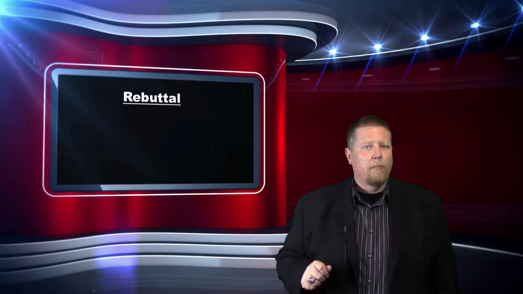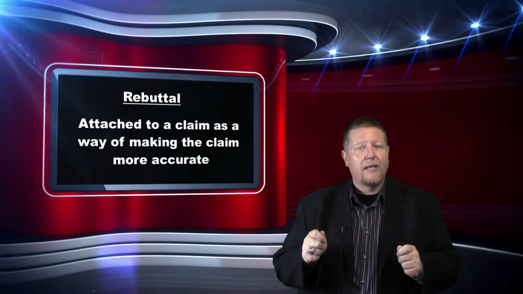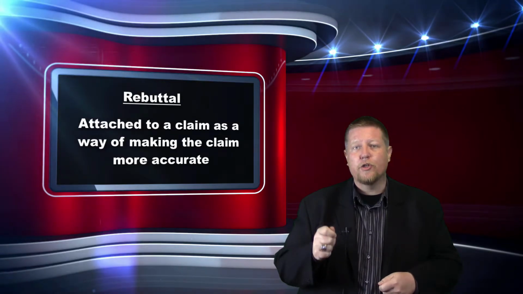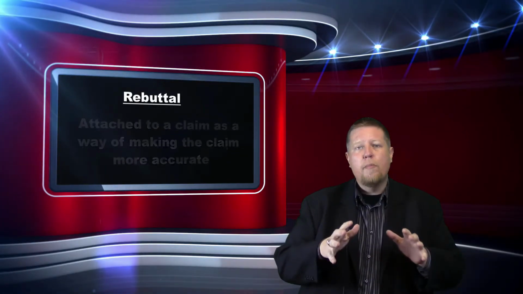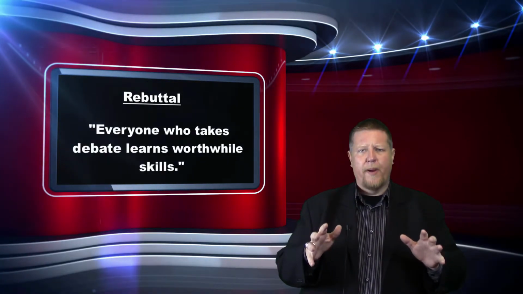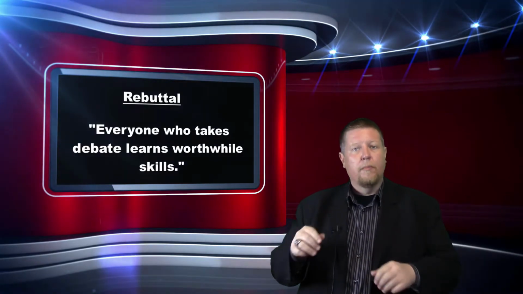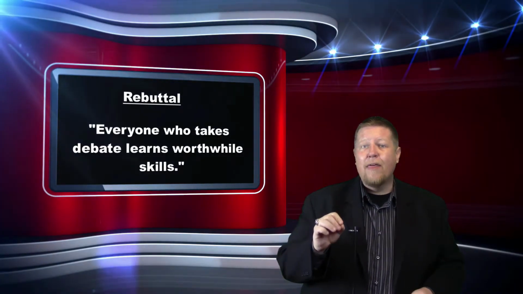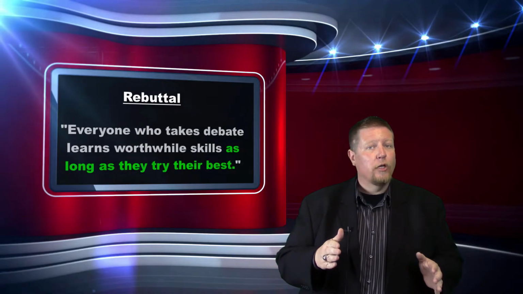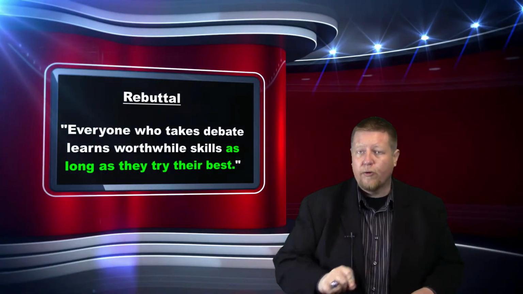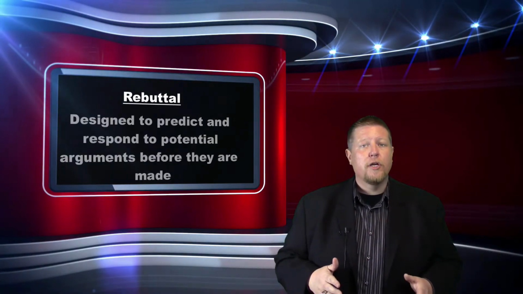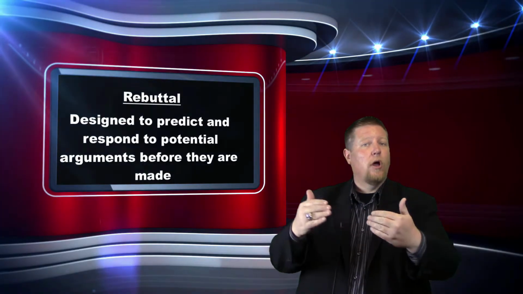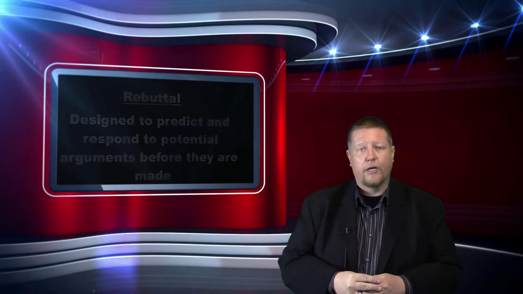Rebuttal in Toulmin's model of argumentation is a little different than the rebuttal in a debate round. A rebuttal is attached to a claim as a limiter to clarify exceptions or add context. For example, you might make the claim, "everyone who takes debate learns worthwhile skills." But to strengthen your argument, you might add the rebuttal and say, "everyone who takes debate learns worthwhile skills as long as they try their best." Note that the function of a rebuttal is to respond to potential arguments made before they're actually made.